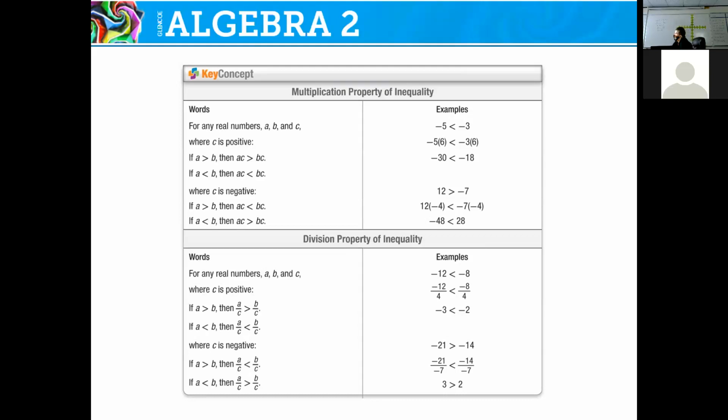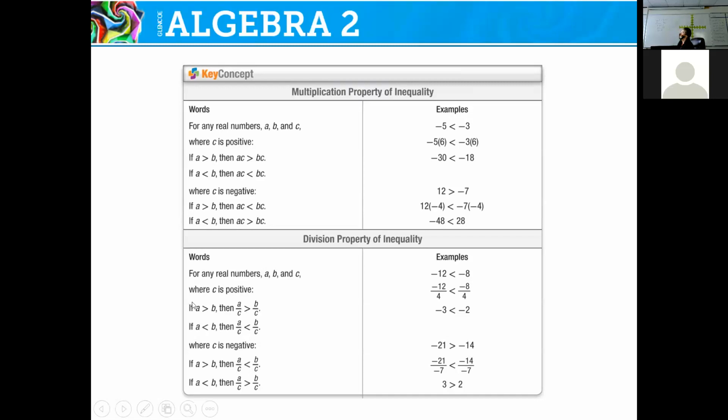You can see in the examples here where we have 12 is greater than negative 7, which is true. So this one follows if a is greater than b. But once we multiply by a negative, you can see that on the left side we get a negative 48, where on the right side our two negatives cancel out and we end up with a positive. So in order to make that true, we had to flip the inequality sign. Anytime we're multiplying or dividing by a negative number, we flip the inequality sign.